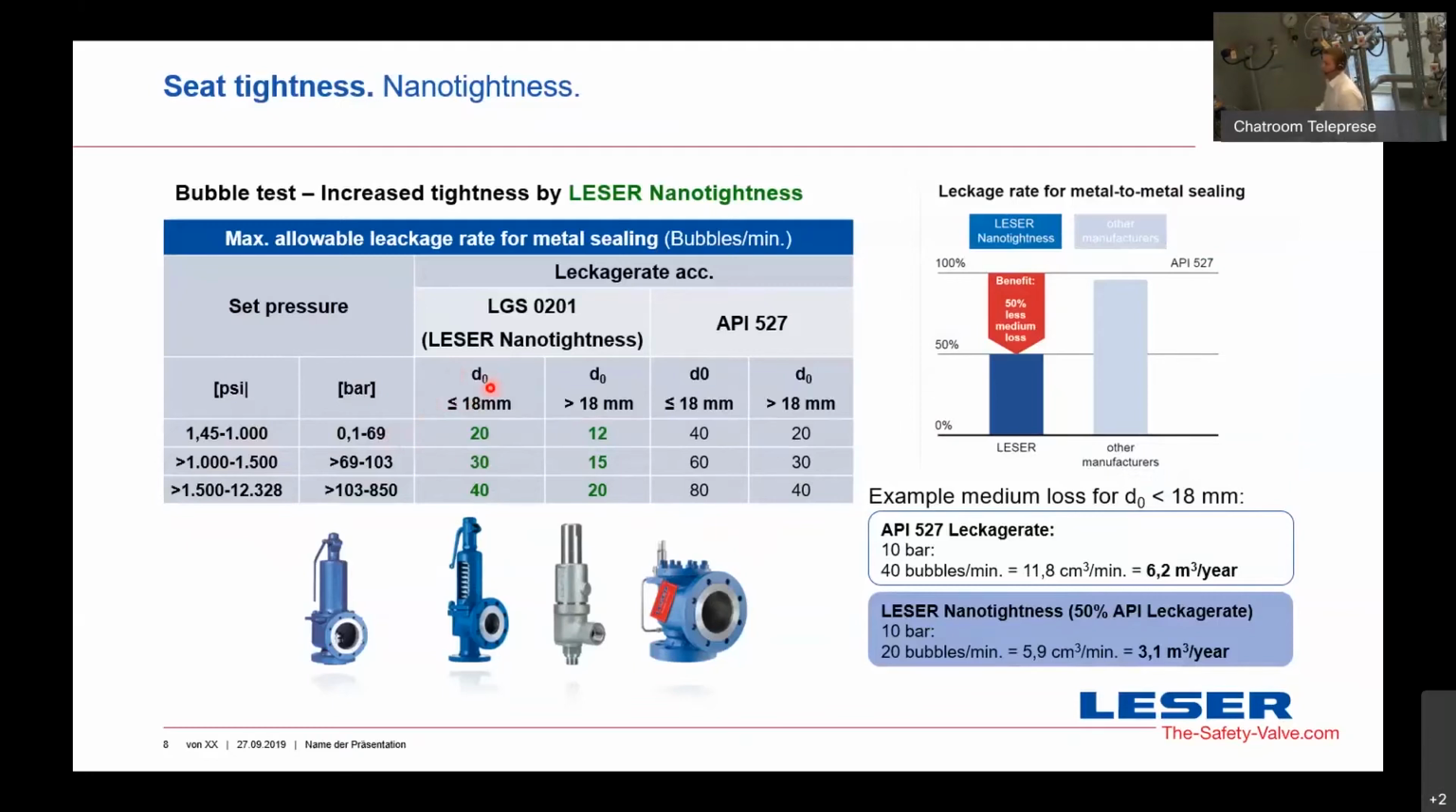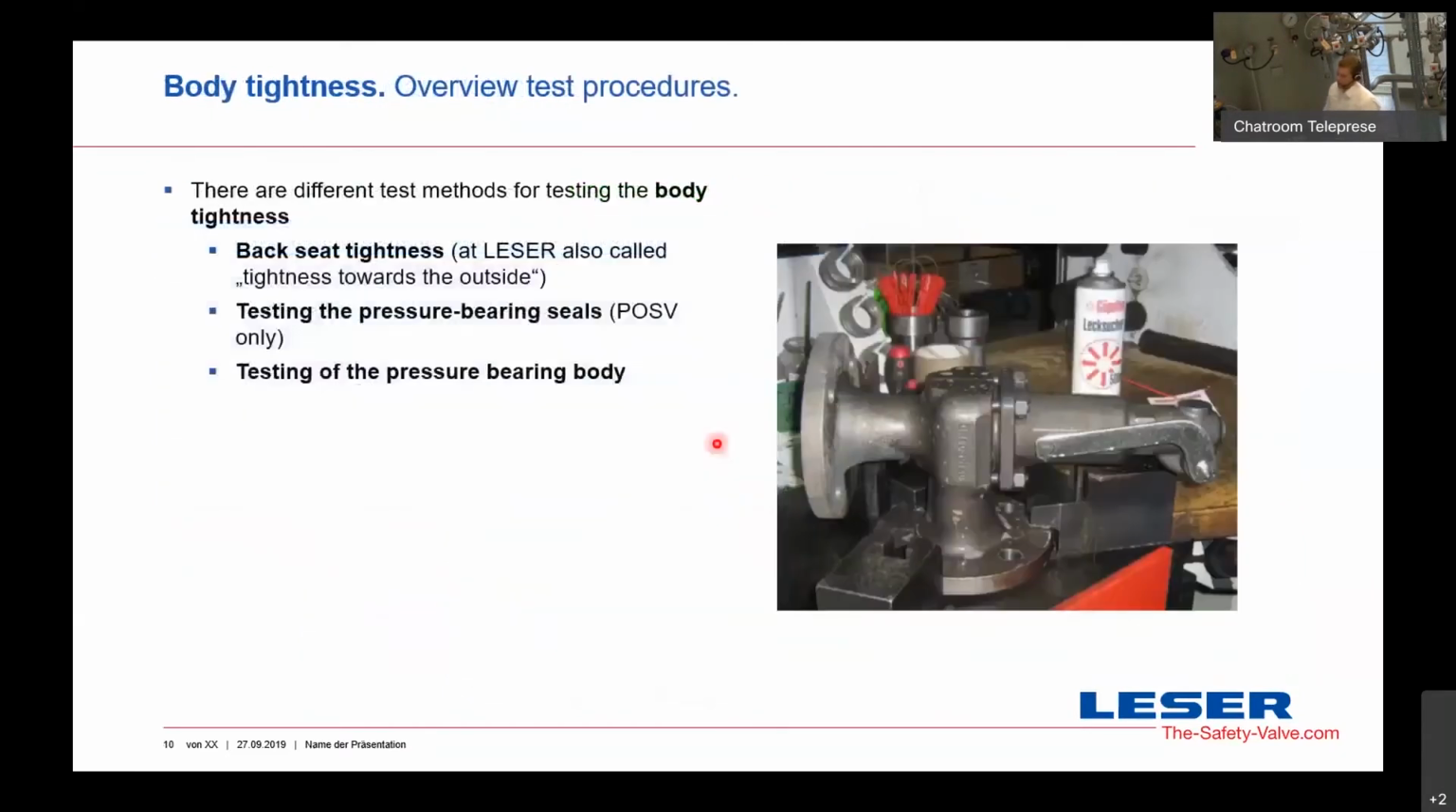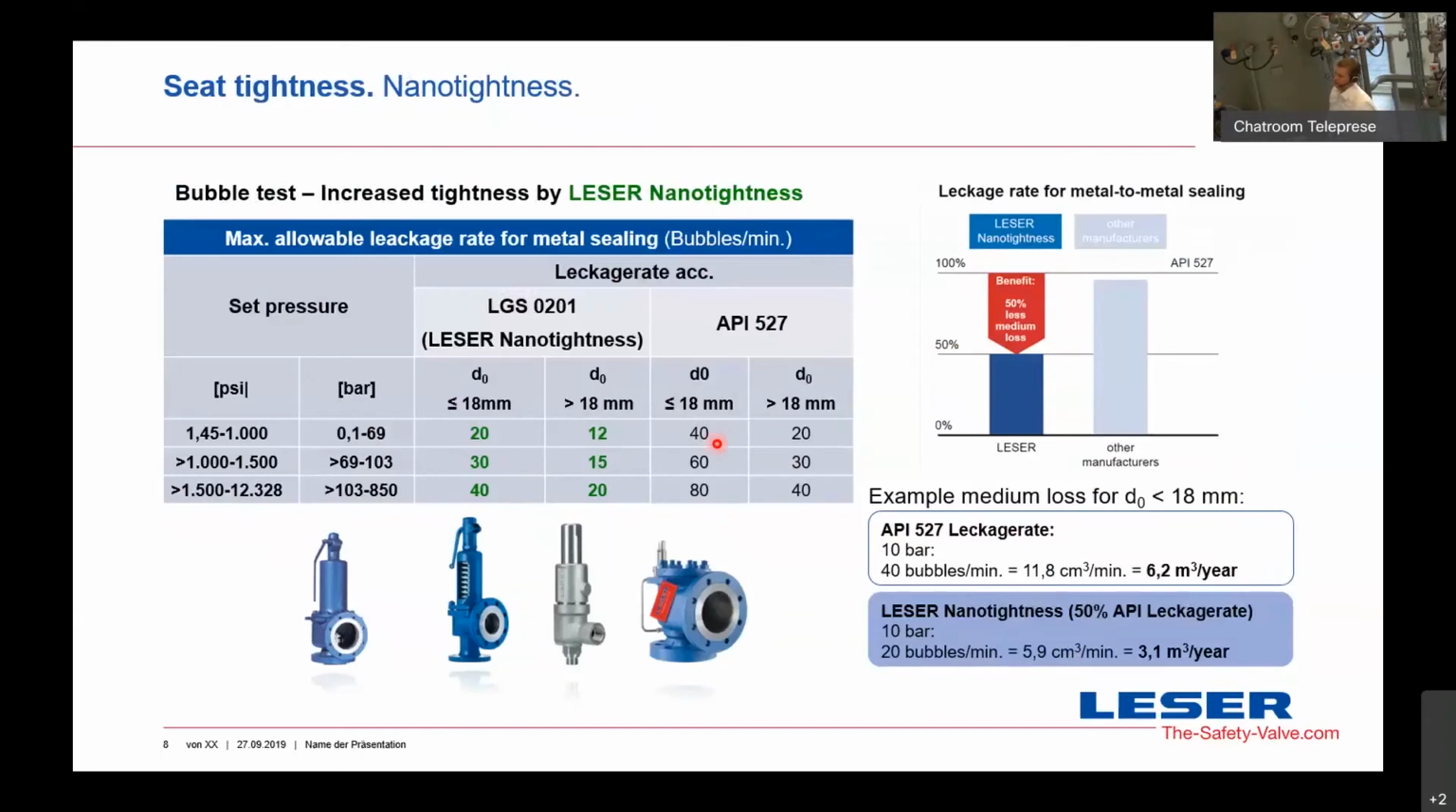So for the LESER global standard, we have 20 bubbles. This is the half of our API regulation 527. Let's say 40 bubbles in 1 minute are allowed. So we have a half of the leakage for the LESER global standard. And you see here in our case, we have a metal-to-metal sealing, and there were 0 bubbles in 10 seconds. So it was better than what we see here.